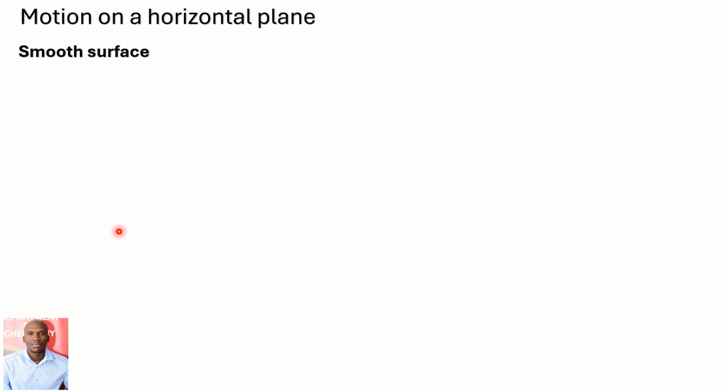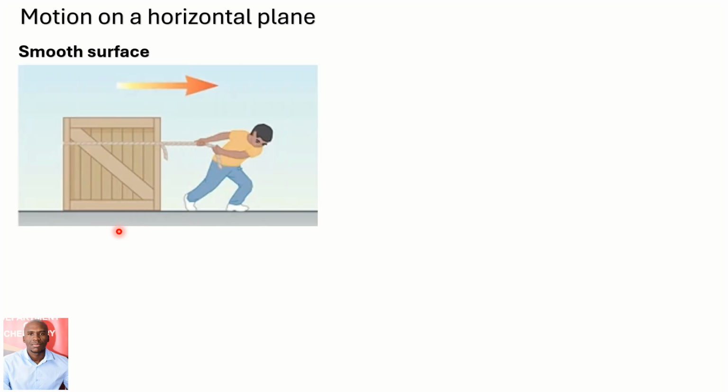Good day, grade 12s. In this video, we are going to calculate the acceleration of a box that is pulled by this person here. So let's assume you are given a situation like this, whereby you have a man or a boy pulling the box towards himself, towards the right. Now, let us firstly draw a free body diagram of this situation.